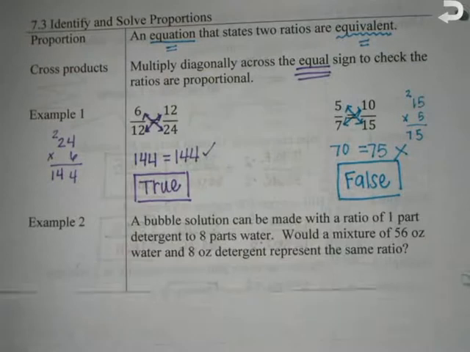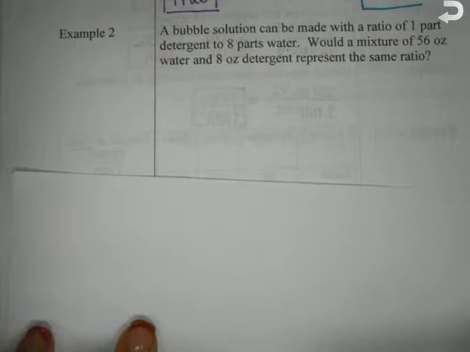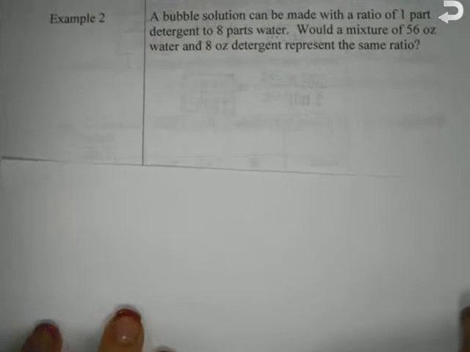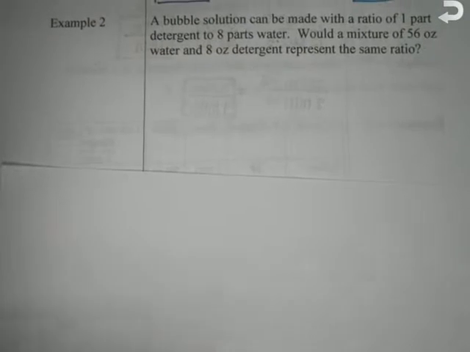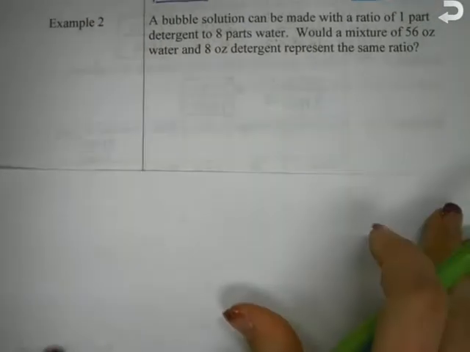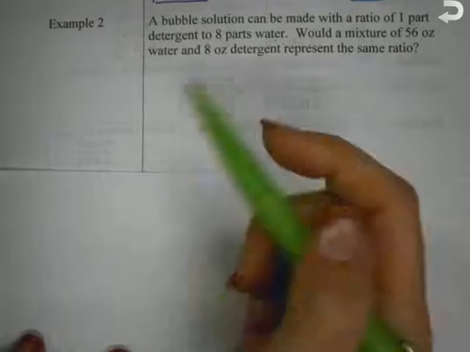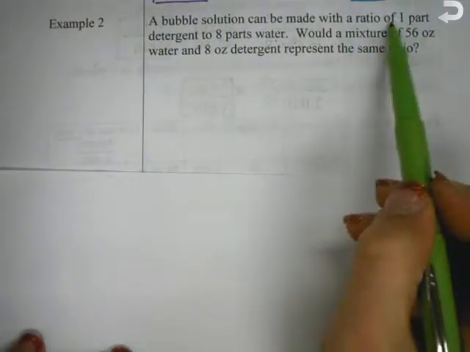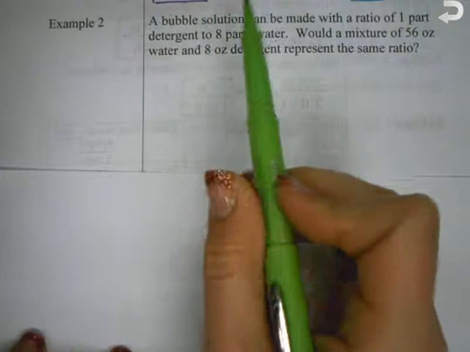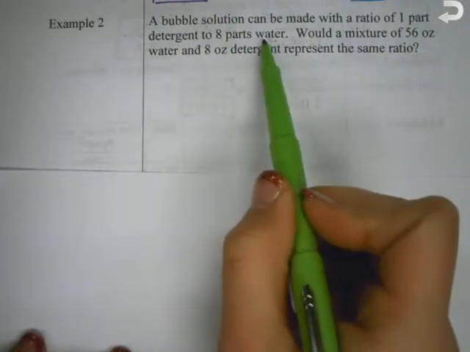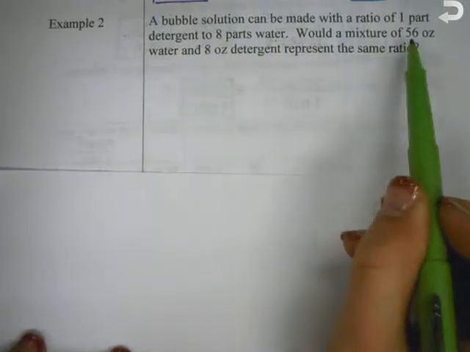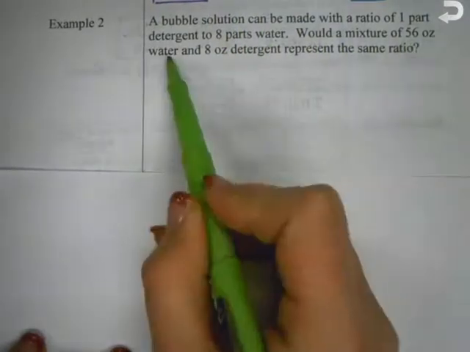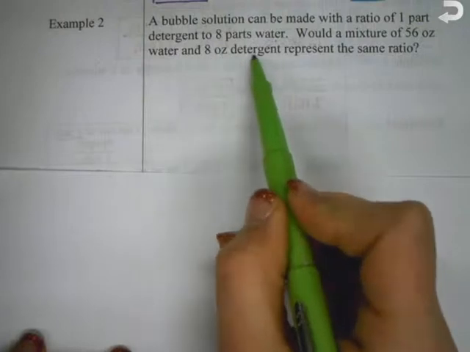Word problem. Okay, so example 2, we're working with bubbles. A bubble solution can be made with a ratio of 1 part detergent to 8 parts water. Would a mixture of 56 ounces of water and 8 ounces of detergent represent the same ratio?